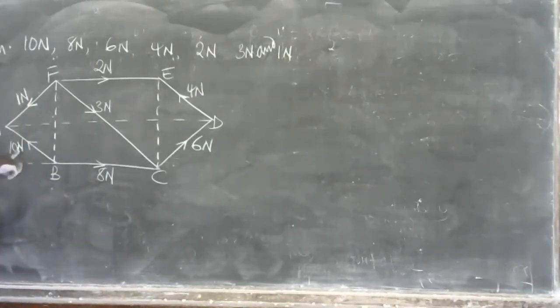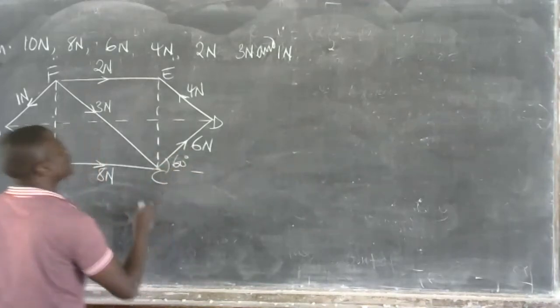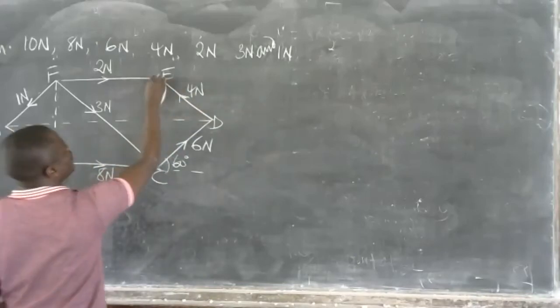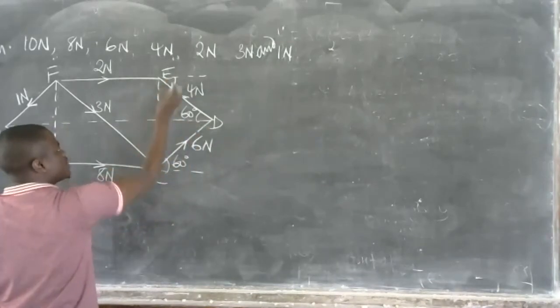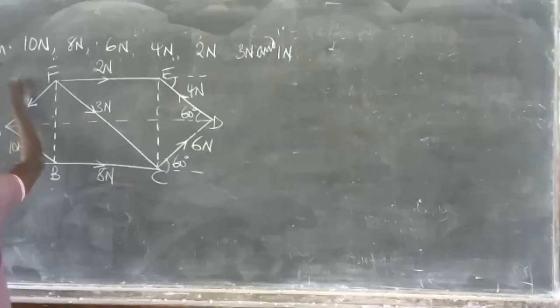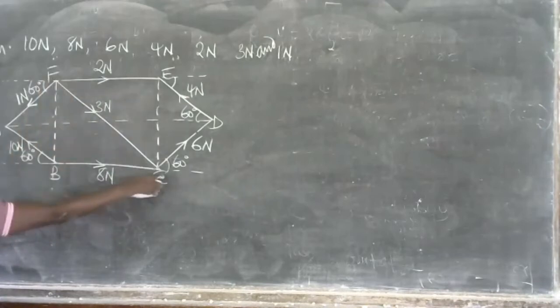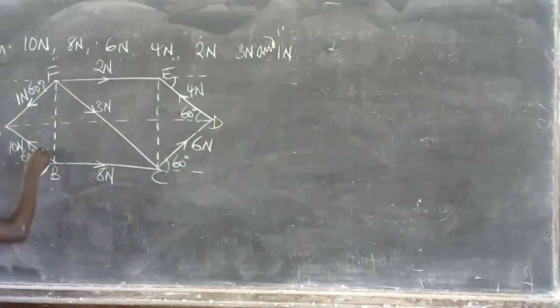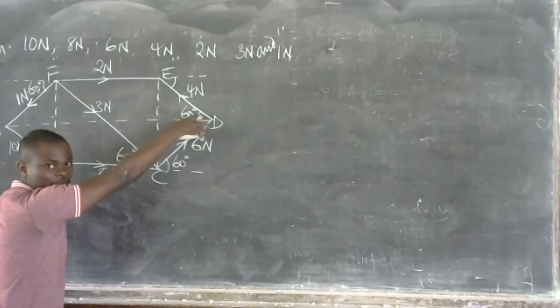To resolve 10 newtons, you need the 60 degrees. To resolve 6 newtons, you need the 60 degrees. To resolve the 4 newtons, you need the 60 degrees here, half of 120. To resolve the 1 newton force, you need 60 degrees here. To resolve the 3 newton force, the lines AB, FC, and ED are parallel. So if this angle is 60, this angle here is 60 and 60, angles made with horizontal.